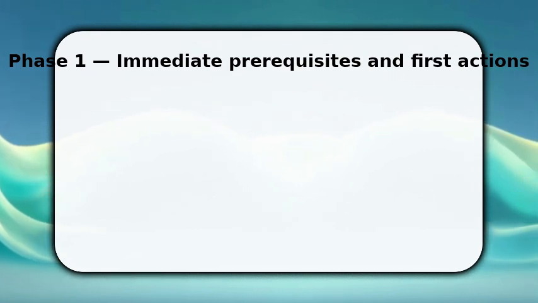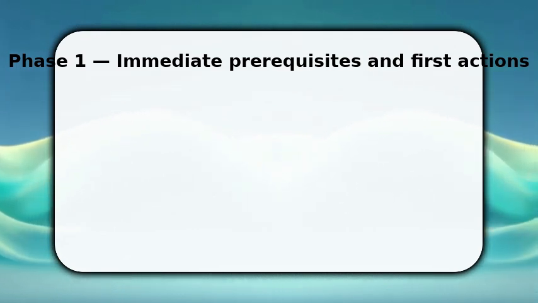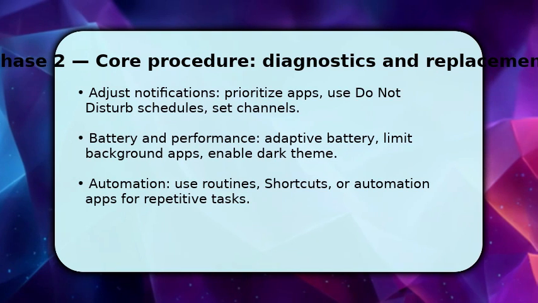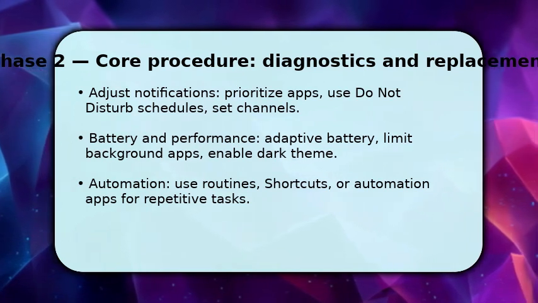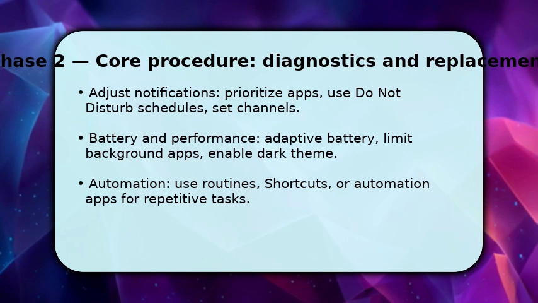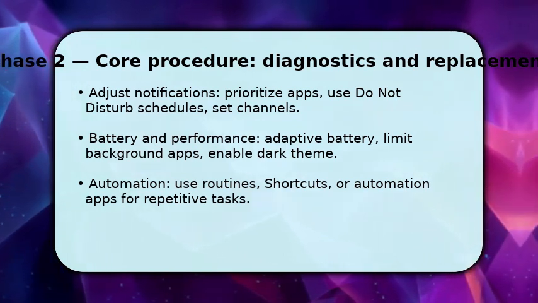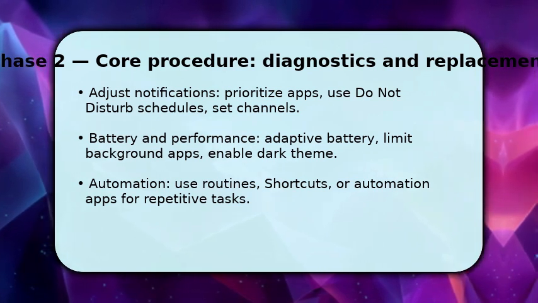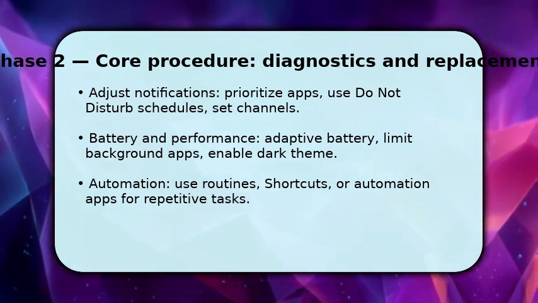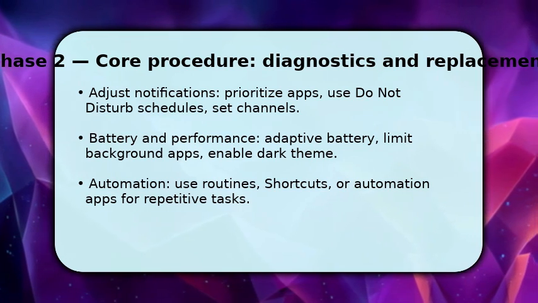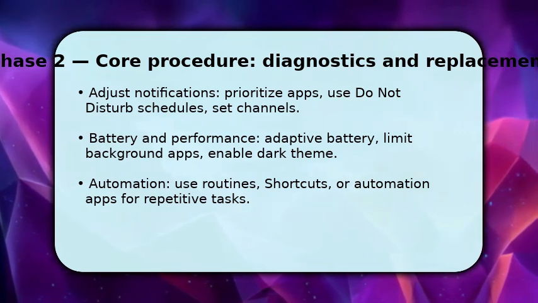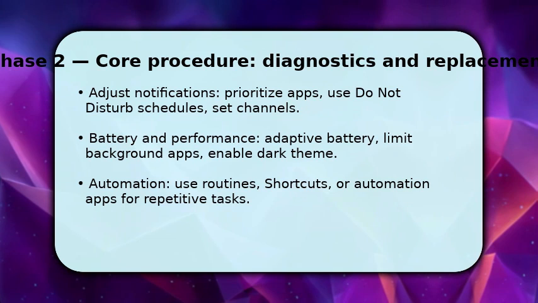Now you refine behavior for daily use. Start by customizing notifications: prioritize essential apps, configure channels, and create do not disturb schedules so interruptions occur only when needed. Then optimize battery and performance. Enable adaptive battery, restrict background activity for power-hungry apps, and use dark theme to save energy on OLED screens.